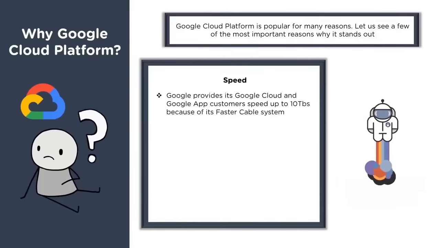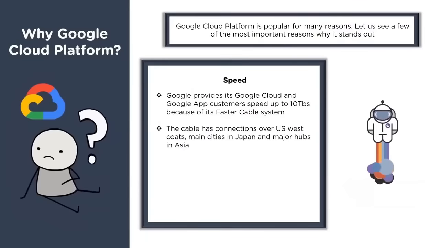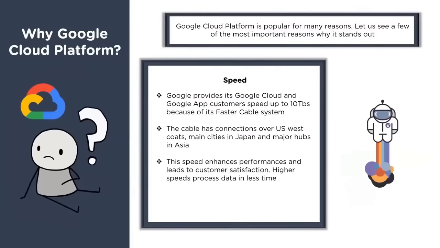Now, when we talk about speed, we don't need to really challenge this aspect when it comes to Google services. So Google provides its Google Cloud and Google App customers speed up to 10 terabytes because of its faster cable system. There are different kinds of machines which can be used if you're talking about computation, memory hungry applications, or even storage intensive workloads. All in all, speed is one of the defining characteristics of Google Cloud services. The cable has connections over the US West Coast, main cities in Japan, and even major hubs in Asia. This speed enhances performance and leads to customer satisfaction.